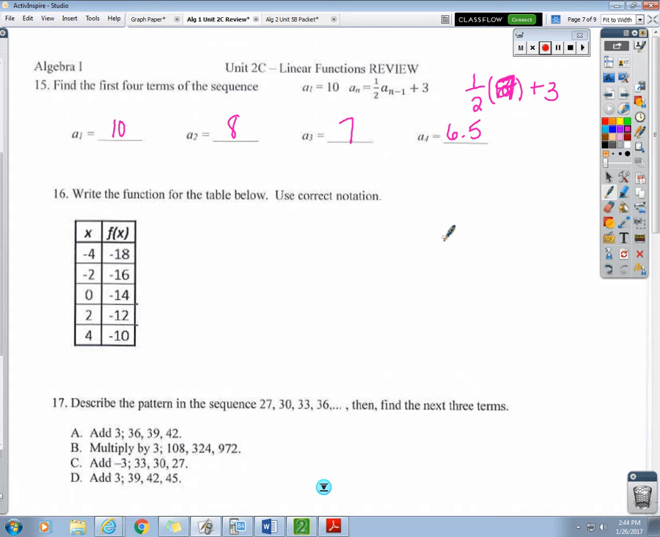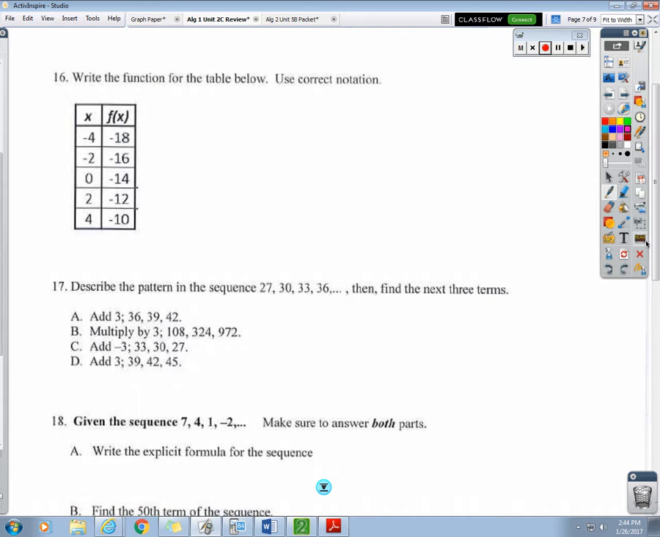Number 16. Write the function for the table below. Use correct notation. When they say write the function, they're saying write the equation in y equals mx plus b form. What they mean by use correct notation is they didn't use a y for this column, they used f of x, so they want you to write f of x equals.